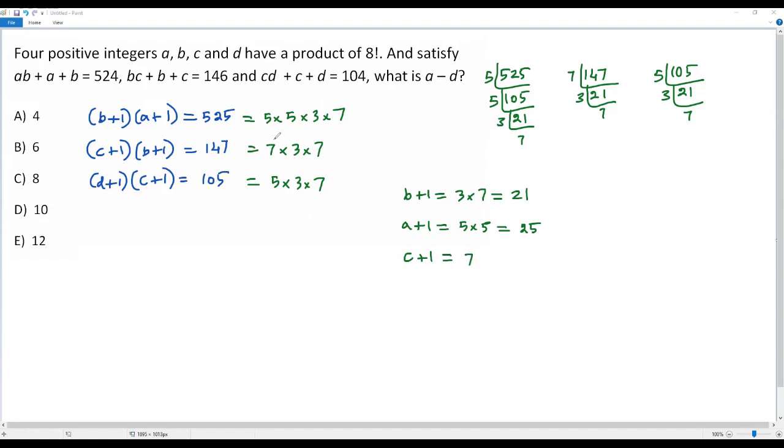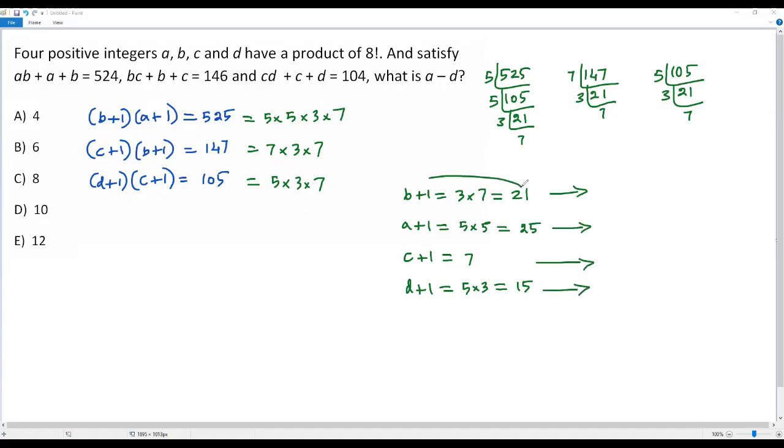Okay, here we have taken 7 as a value for c positive 1. When the value of c positive 1 is 7, then the value of d positive 1 must be 5 times 3. Let me write it over here. D positive 1 equals 5 times 3. That is equal to 15. Okay, now let's solve for a, b, c and d over here.